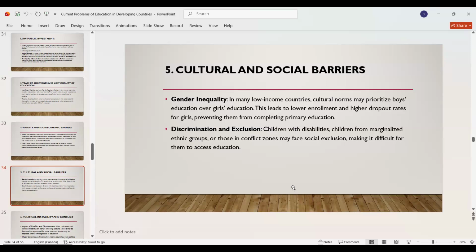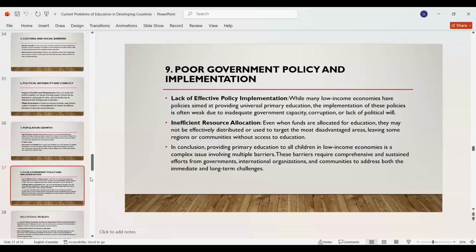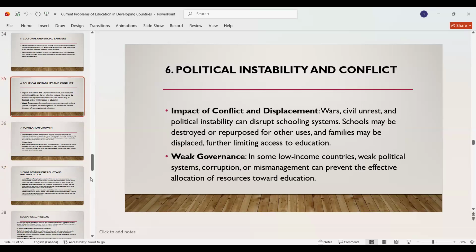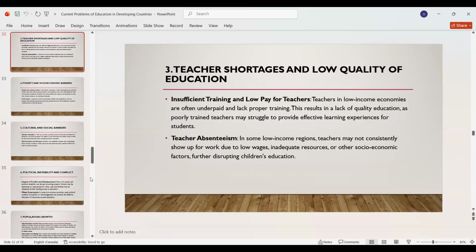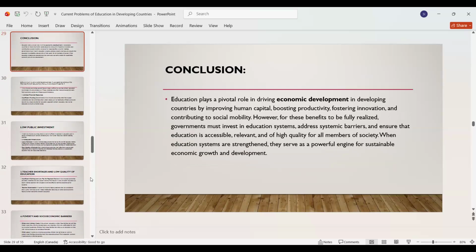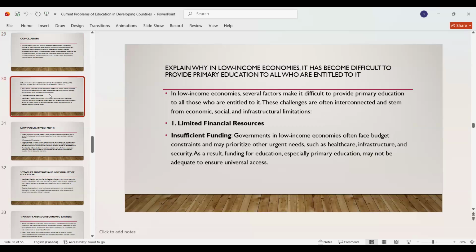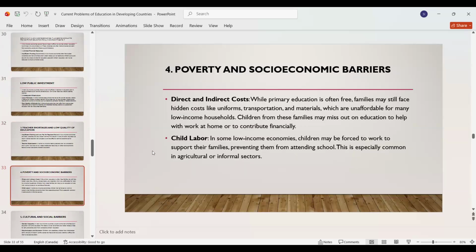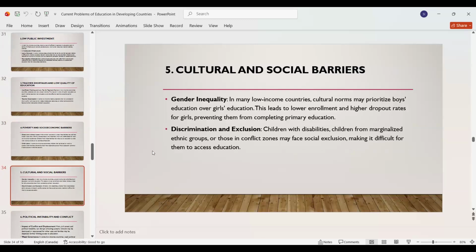Okay, so any questions? So now we are in the thirty-fourth slide, right? Another 20 is there, so we can't complete this, right?